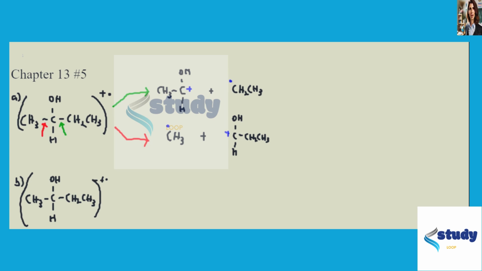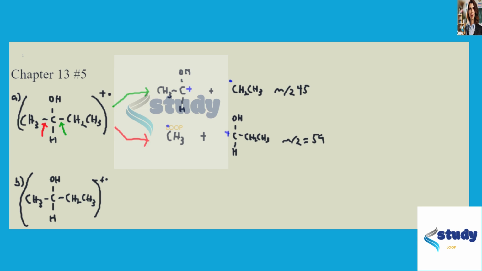In the interest of completeness, we can list the m/z values here. This top piece is going to have an m/z of 45, and of course, that corresponds to the fragment with the positive charge on it. And then this bottom piece is going to have an m/z of 59, and again, that corresponds to the part with the carbon with the positive charge.